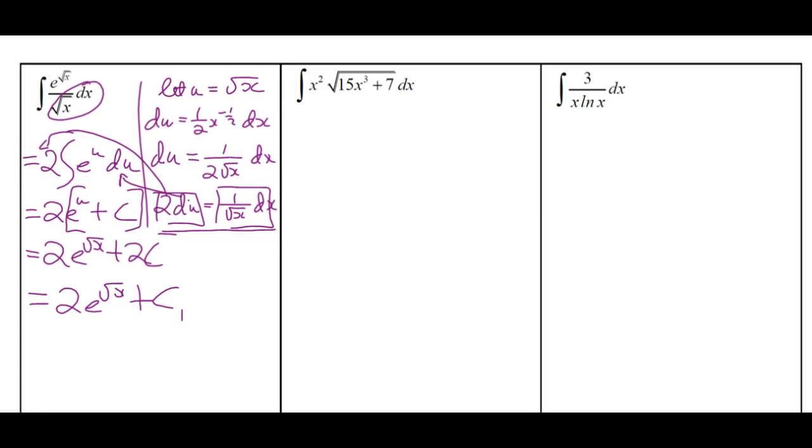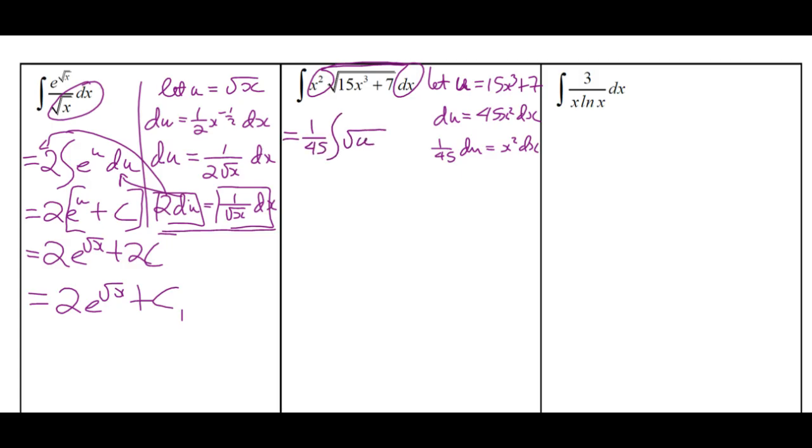Okay, what's u? So sometimes it's pretty easy to figure out, right? It's just the inside function. And the derivative of 15x cubed is going to be 45x squared, right? So du is 45x squared dx, but I've got an x squared dx, so I need to get rid of that 45. So 1 45th du is equal to x squared dx. So this circled stuff will be replaced with 1 45th du. So the 1 45th coming out front, I have the square root of u du.